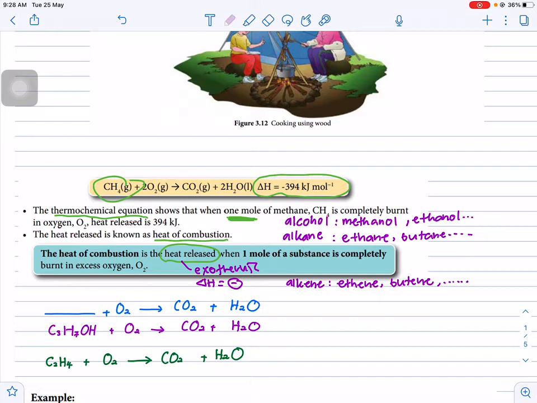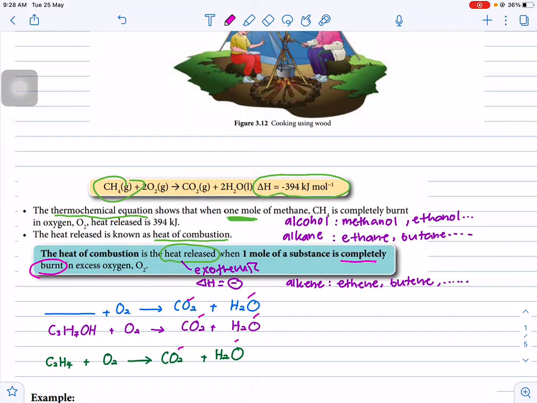So what is the idea from the definition here? We can say it is always complete combustion. With complete combustion, the product will always be the same for any combustion that we conduct. Okay, for this subtopic, we only choose complete combustion. In complete combustion, the products are carbon dioxide and water. Okay, tak kisah what substance that you choose, it always produces carbon dioxide and water.